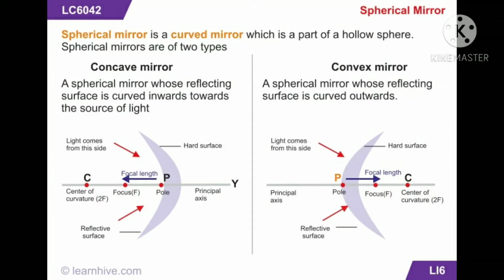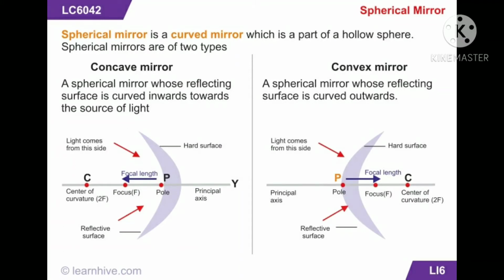The third one is principal axis. It is the perpendicular line joining the pole and the center of curvature of the mirror. For this, you can refer to these images. You can find the principal axis in the mirror. Fourth one is radius of curvature. It is the distance between the pole and the center of curvature of the spherical mirror.